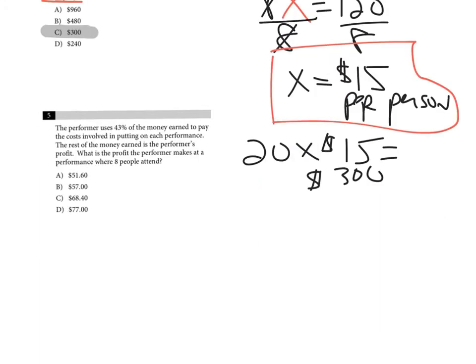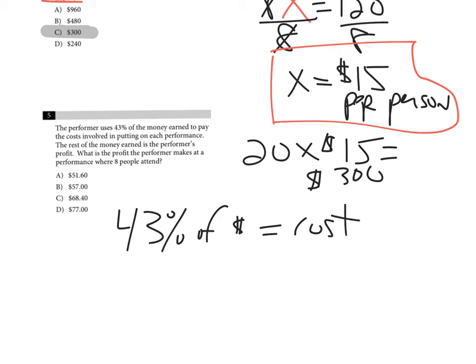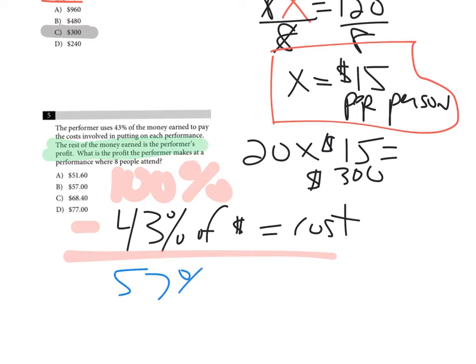For problem 5, the performer uses 43% of the money for costs involved in putting on the performance, and the rest is earned as profit. So 43% is the cost, which means if I take 100% minus the 43, it looks like this performer earns 57% for profit. Now, the question says, what is the profit earned if 8 people attended?